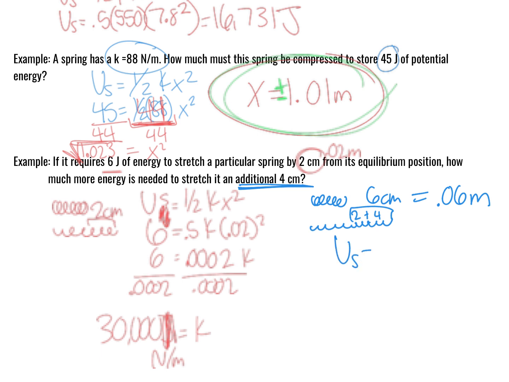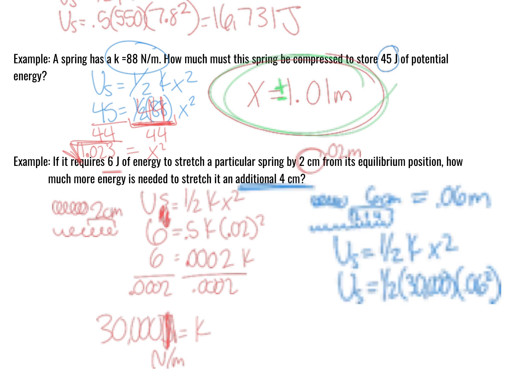Use your equation. Again, same one. 1/2 kx squared. You've got your spring constant this time. So we're going to do 30,000 as your spring constant times your displacement squared, so 0.06 squared. And you get your elastic potential energy for this one just to be 54 joules. Now you're not quite done. That's how much it would take, but it didn't ask how much. It asked how much more.